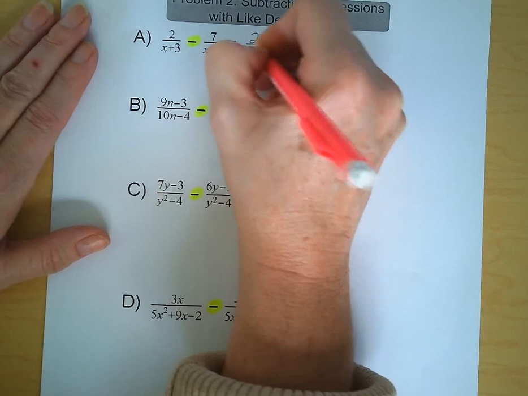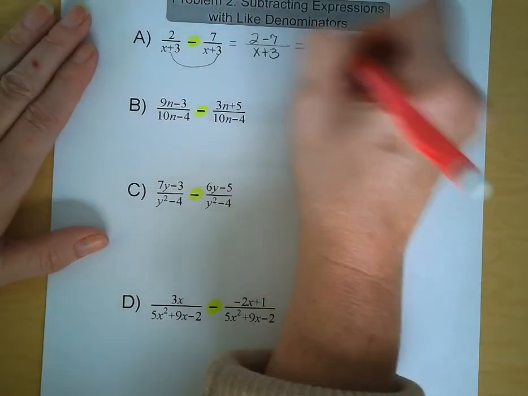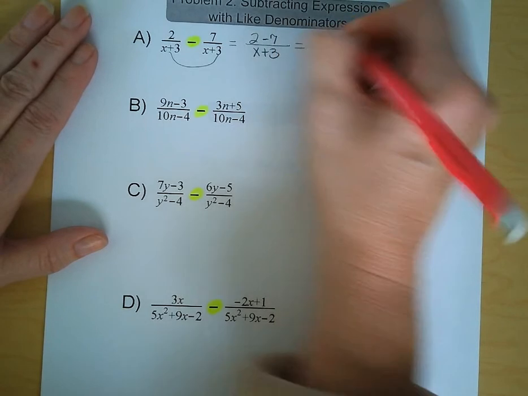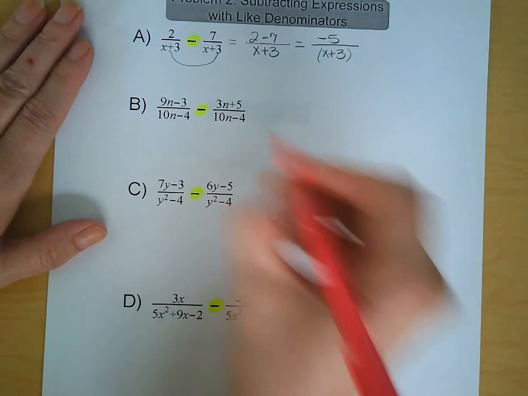So once again, we check to make sure that we have the same denominator. We do. It is x plus 3. And we simply subtract 2 minus 7, which is negative 5.